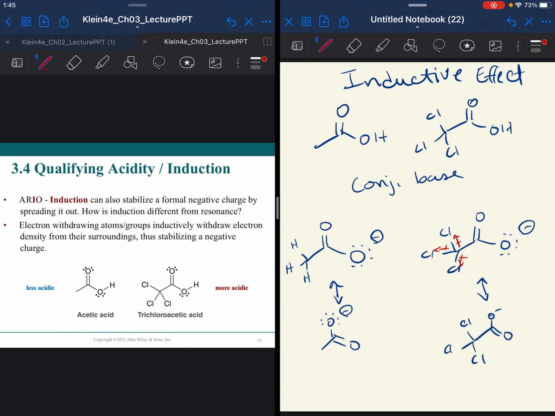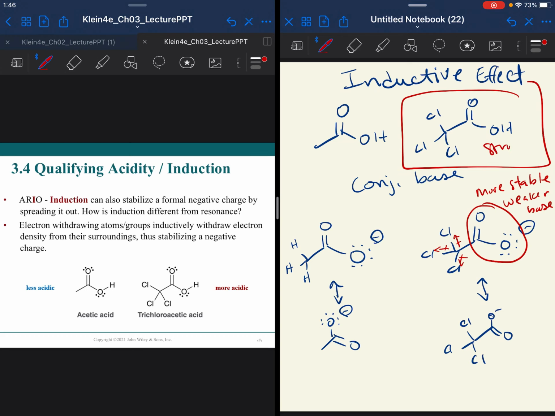If you have kind of this like cloud of electron density over here, this negative charge being shared on those two oxygens, the chlorine is going to help pull a little bit of that electron density away. So inductive effect is not as important as resonance. That's why you look at it third. But if all else is equal, the inductive effect can help you to see how the trichloroacetic acid could be more stable because it does have some help from those chlorines, trying to spread that electron density out a little bit. Again, making it the weaker base. The weaker base comes from the stronger acid.